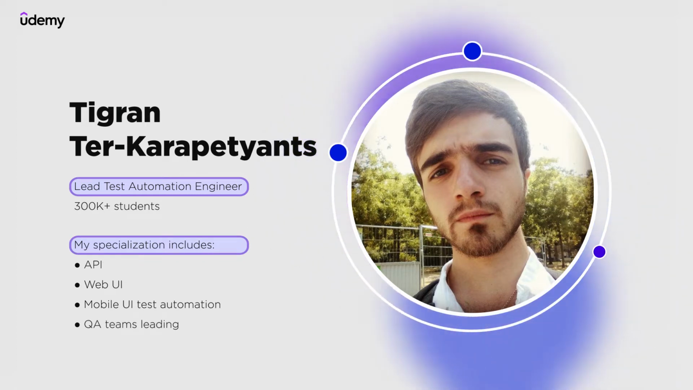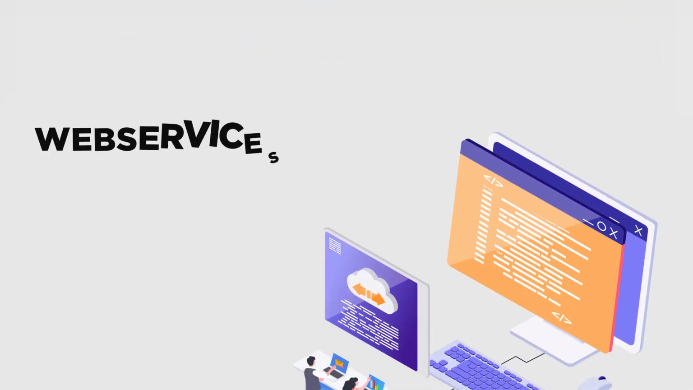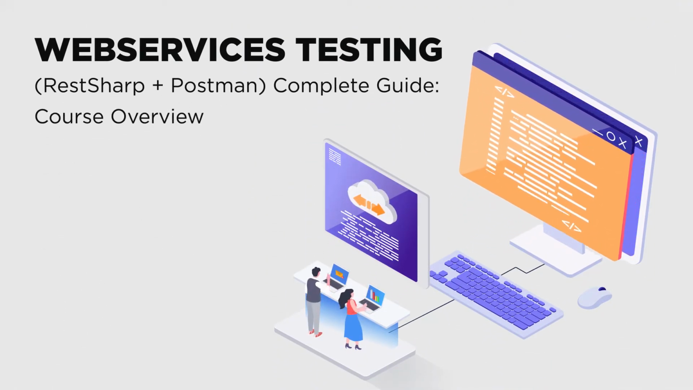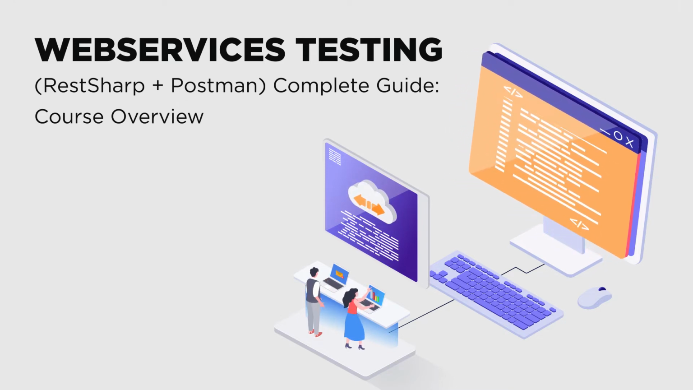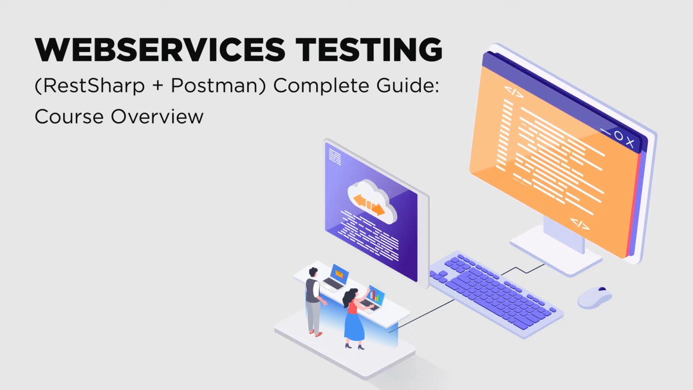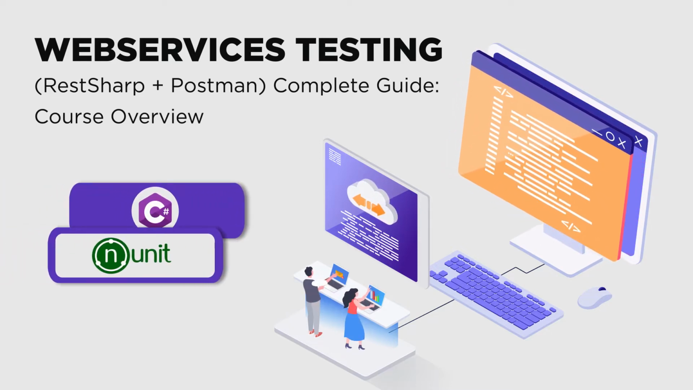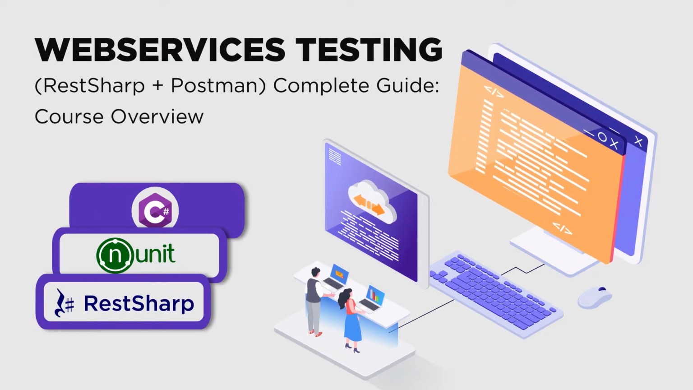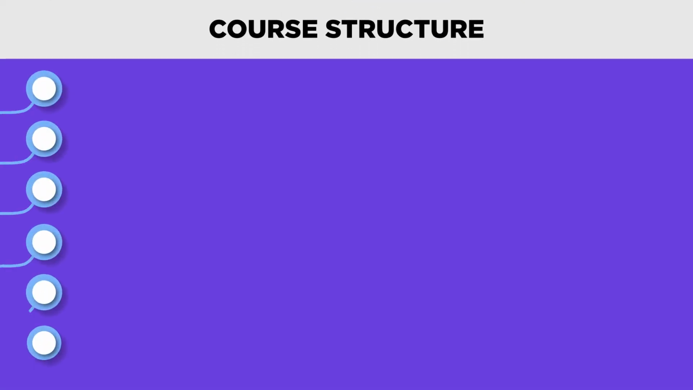In this short video, I will give you an overview of what we are going to learn. In this course, we are going to set up our first simple test automation framework with C# and RestSharp with the minimum set of tools. We will use C# as a programming language, NUnit as a test runner, and RestSharp as a tool to interact with API via code. We are going to learn this topic from scratch to advanced level.